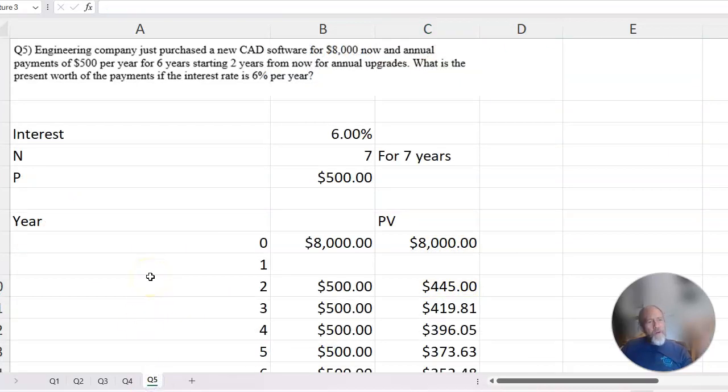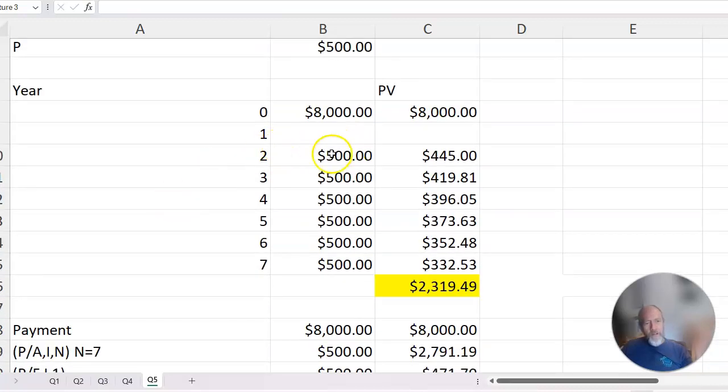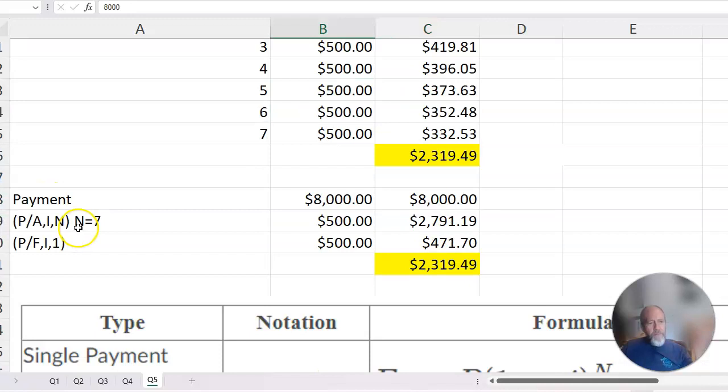All right, there's another one here. An engineering company just purchased a CAD software for $8,000 and annual payments of $500 a year for 6 years, starting 2 years from now, though, for annual upgrades. Well, we want to know the present value of that at 6%. Well, one thing you can do is just get the present value of each of those payments and add them all up. It didn't ask us about the initial $8,000, and that's just a red herring anyway.